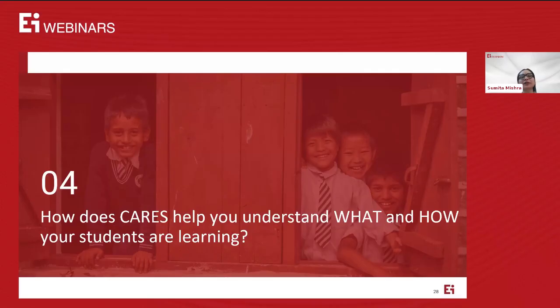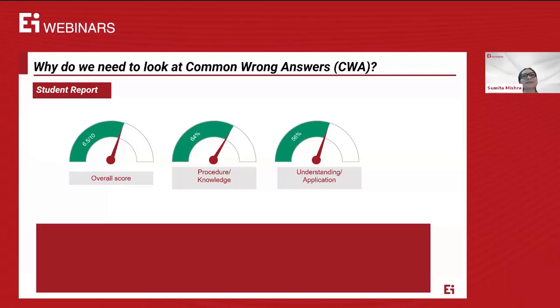It comes through in the form of CARES reports. We have a few different kinds of reports. So in the next slide, I'm going to show you a sample student report. If we look at the student report, it shows that the data is bucketed into three main categories. There is data for the overall score of a student. There is also data on how the student has performed on the basis of skill. So his performance on questions that test procedure or knowledge, and then on questions that test understanding and application.